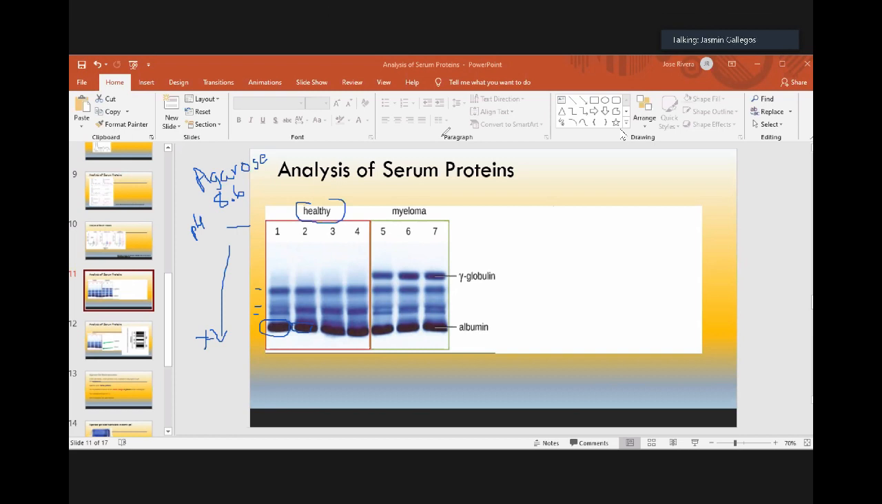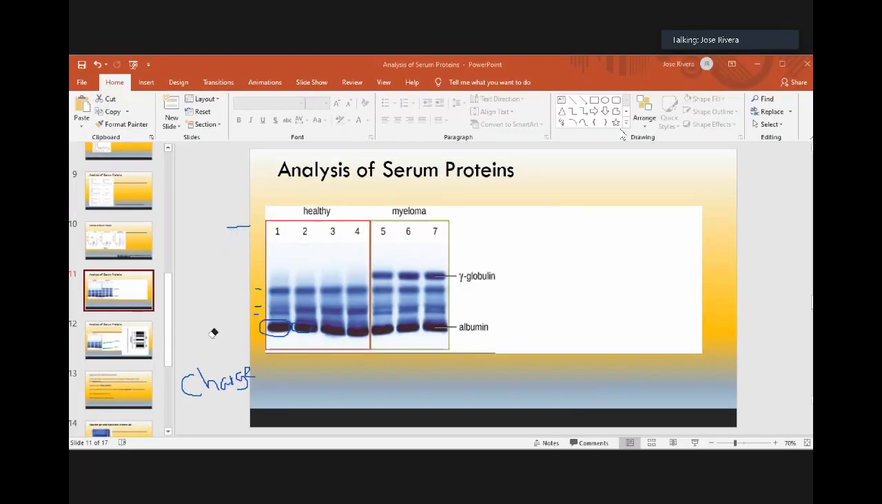The size? No, they're not moving by size. Remember I told you about by charge. Yeah, so they're moving by charge. Okay, so you remember this. So anything I ask you about agarose, you remember these and the pH, PI, and then this is albumin, then you do well on this part of the test or the quiz.